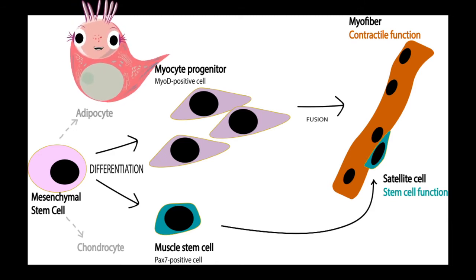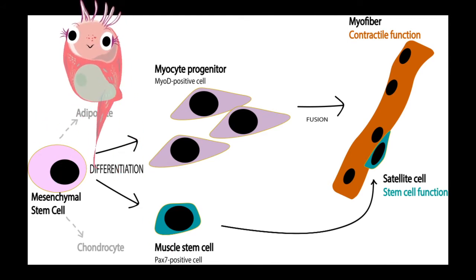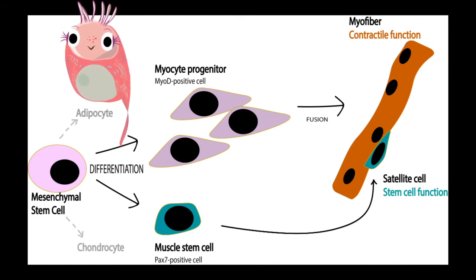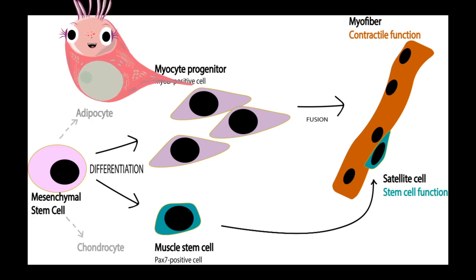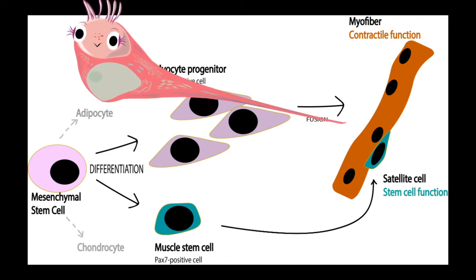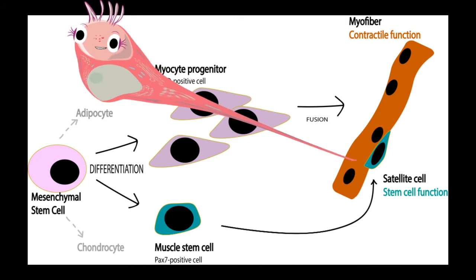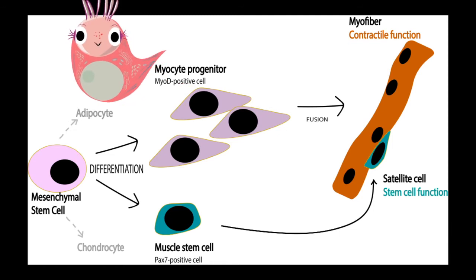No MyoD and no PAX7 means that it's a non-differentiated mesenchymal stem cell, so not yet oriented in the muscle lineage. If you have a MyoD positive cell, it is a myocyte progenitor, so it will form muscle fibers. If it is a PAX7 positive cell, it is a cell that will stay in the pool of muscle cells, but in the form of a satellite cell, which is actually the stem cell of muscles.